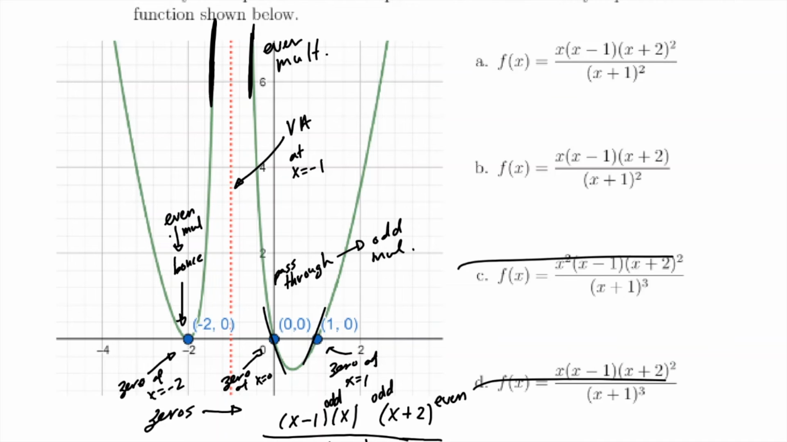And now what's the difference between A and B? Well, here in B, this is odd because no exponent written is an implied 1, which is odd. But we found it needs to be even on the x plus 2 term. That's why A would be our answer choice.